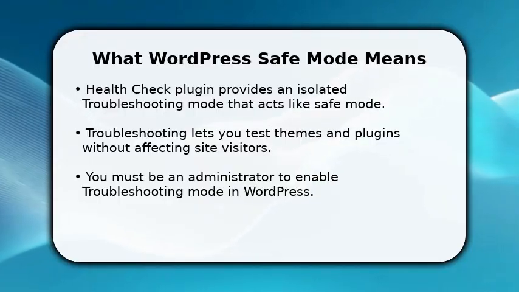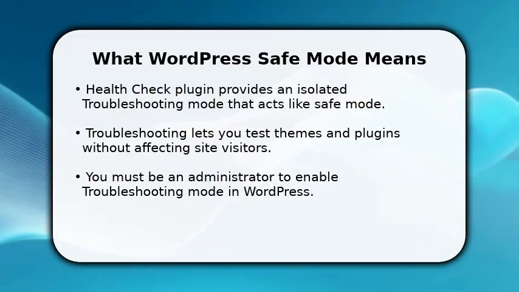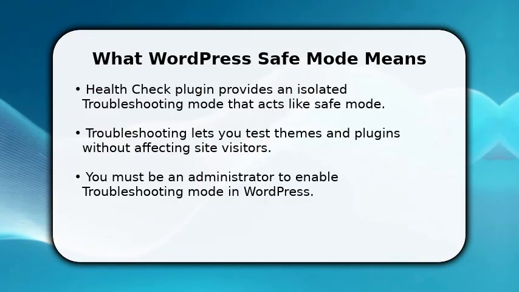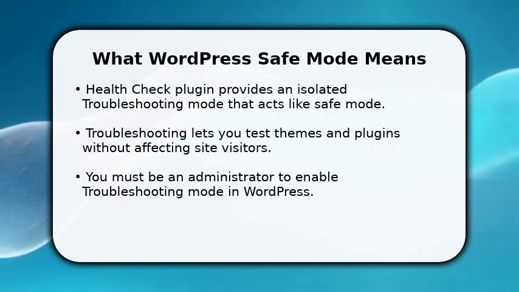I will explain what Safe Mode means for WordPress and why it helps. Install and use the Health Check plugin to access troubleshooting mode that isolates components. Troubleshooting acts like a safe mode by disabling plugins and themes only for your session. This keeps the public site functioning normally while you diagnose problems.